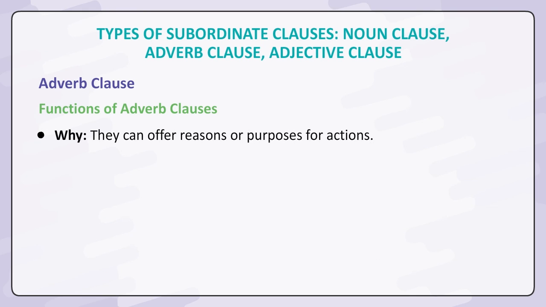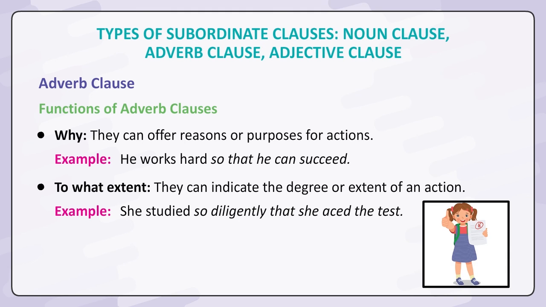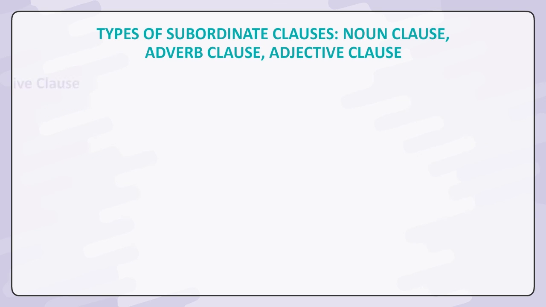Why? They can offer reasons or purposes for actions. Example: He works hard so that he can succeed. To what extent? They can indicate the degree or extent of an action. Example: She studied so diligently that she aced the test.